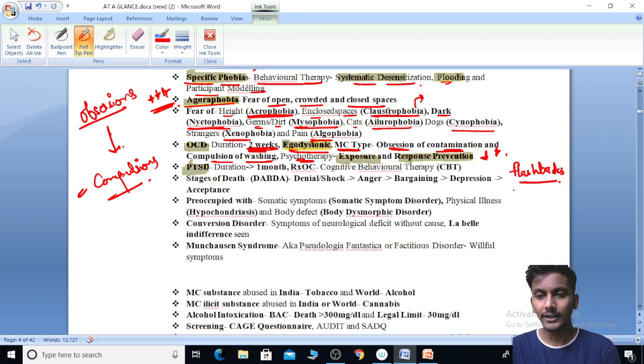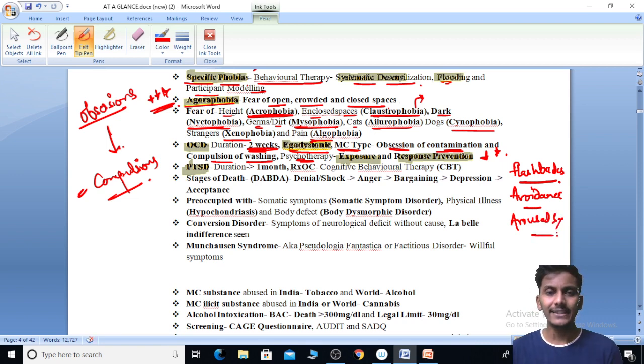Next, there would be avoidance, okay? So the person would avoid sitting in a car. That is what is avoidance. And last, there would be arousal symptoms. And what do we mean by arousal symptoms? So please remember, there would be excessive anxiety seen, okay? Arousal symptoms are excessive anxiety. The person would be hypervigilant, okay? Idhar udhar dekhta rahega, okay? Exaggerated startle response would be there. All of these things are usually seen in cases of post-traumatic stress disorder.